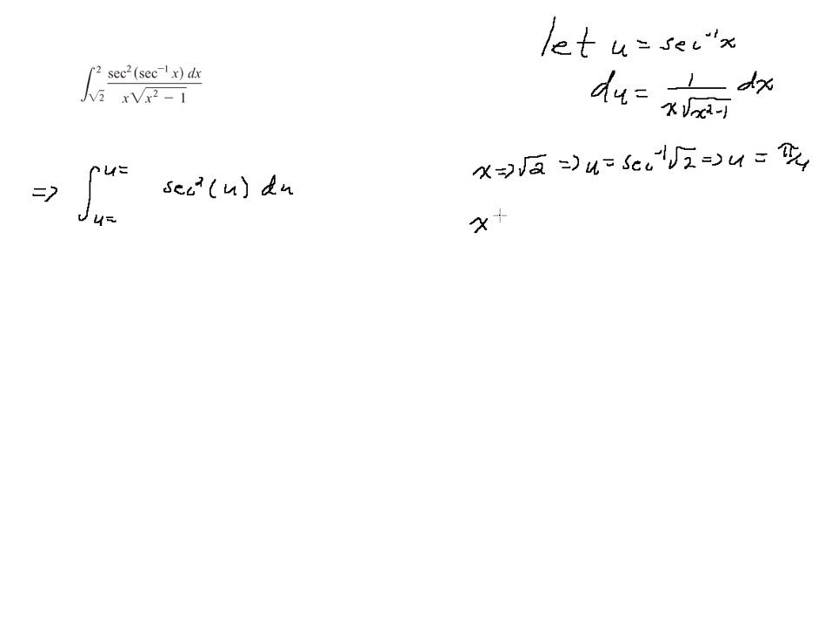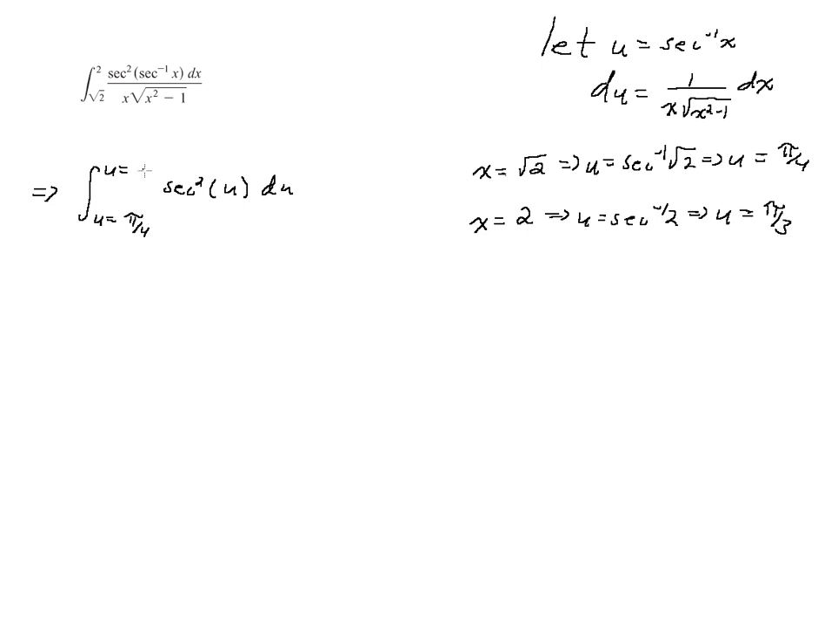But anyway, oops, I need to erase those implies. x does not imply root 2, and x does not imply 2. Sorry about that. If x equals 2, then that implies that u equals the inverse secant of 2, which implies that u equals pi over 3. And so u is going to run from pi over 4 to pi over 3.